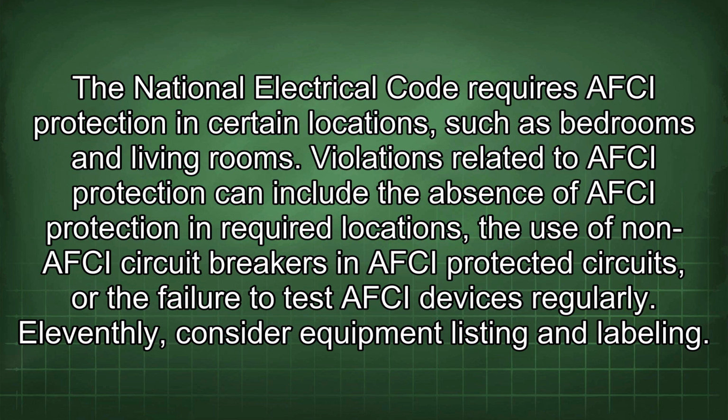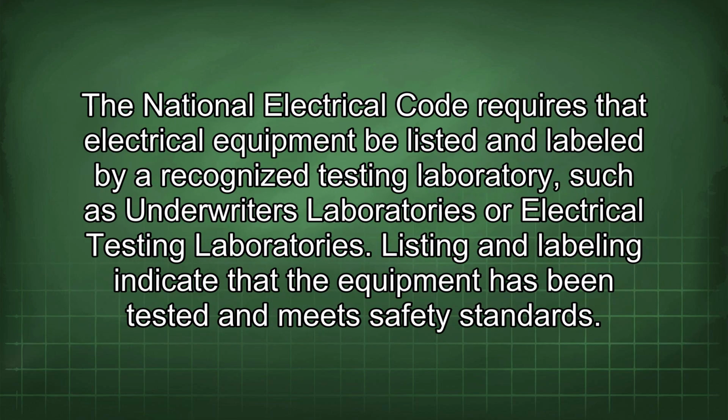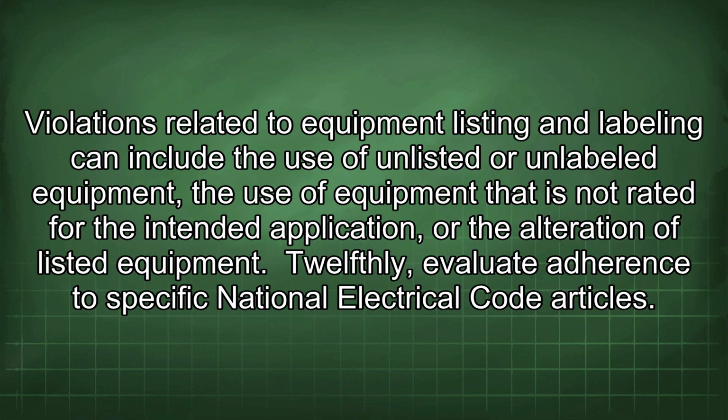11thly, consider equipment listing and labeling. The National Electrical Code requires that electrical equipment be listed and labeled by a recognized testing laboratory, such as Underwriters Laboratories or Electrical Testing Laboratories. Listing and labeling indicate that the equipment has been tested and meets safety standards. Violations related to equipment listing and labeling can include the use of unlisted or unlabeled equipment, the use of equipment that is not rated for the intended application, or the alteration of listed equipment.